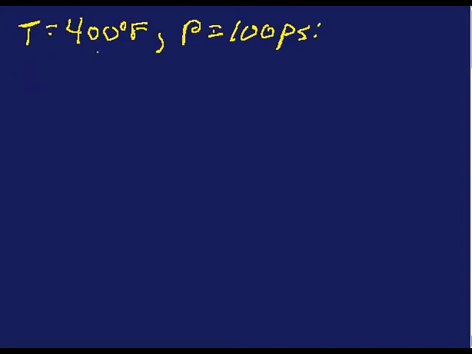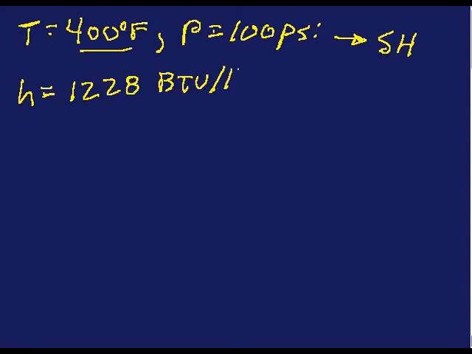You determine that temperature of 400 degrees is greater than the saturation temperature for 100 psi, so it's a superheated vapor. Since it's a superheated vapor, you can go right to the tables, and these values are listed. H is listed in your tables as approximately 1228 BTUs per pound, BTUs per pound mass.